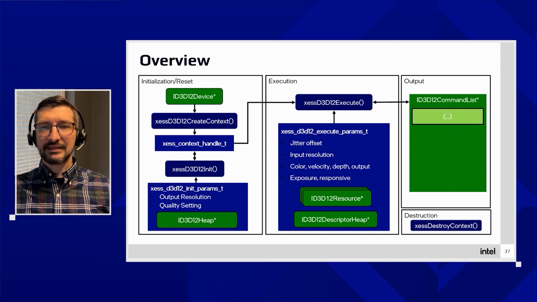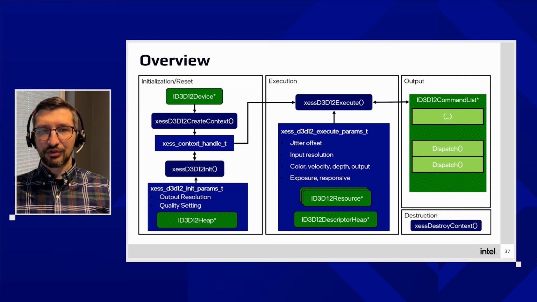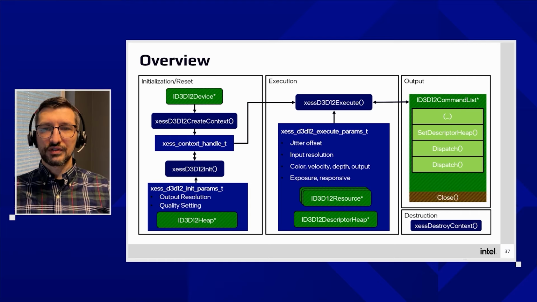What XeSS will do is put a bunch of new commands on that list, mainly dispatch compute shaders. Depending on whether or not you choose to manage your descriptor heap explicitly, it will also set its own internal heap on that list. XeSS will not close that list for execution, so you need to take care of that. Additionally, if you choose the XeSS internal heap management, you need to restore the previous pipeline state.